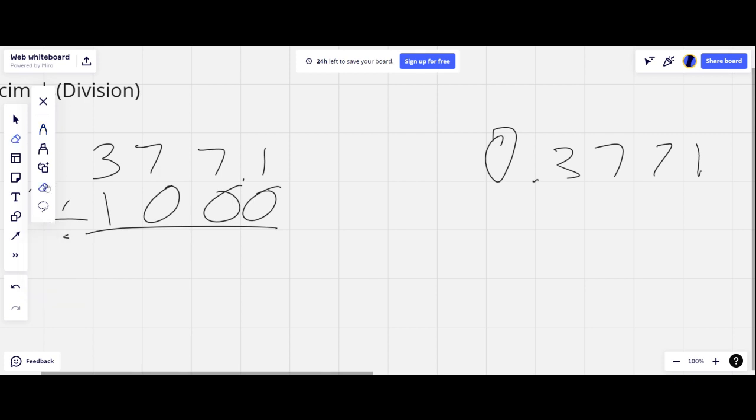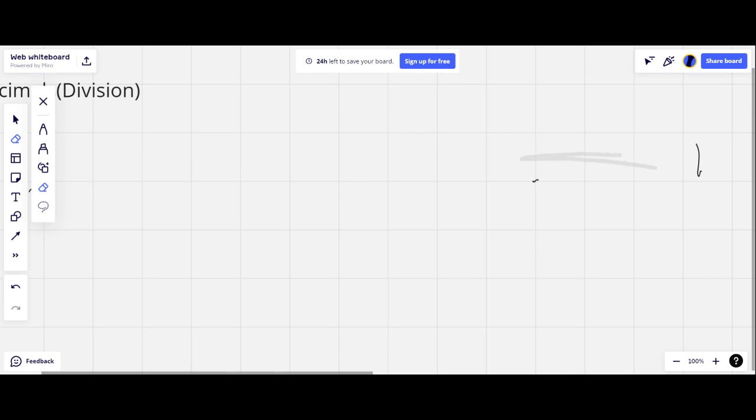So the answer to this would be 0.3771. Easy, right? So let's go on to the next question. So let's do decimals divided by whole numbers.